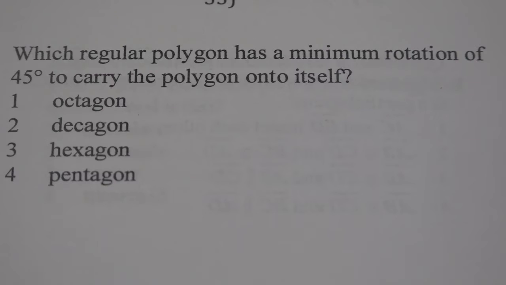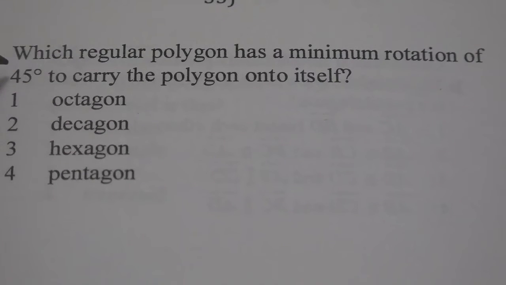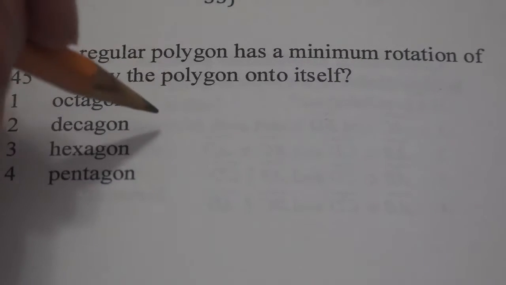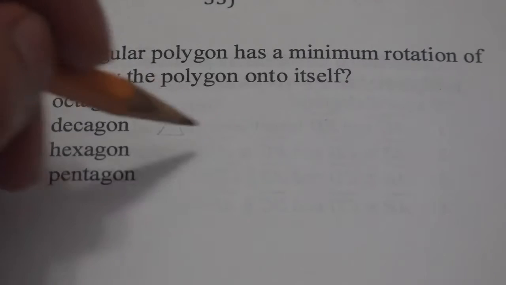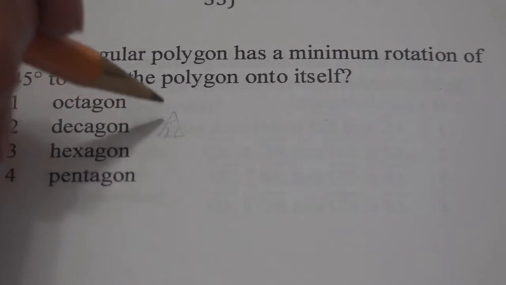Which regular polygon has a minimum rotation of 45 degrees to carry the polygon onto itself? Which polygon? Well, you could make a chart, say a triangle has 180 degrees, so therefore this is 60-60.